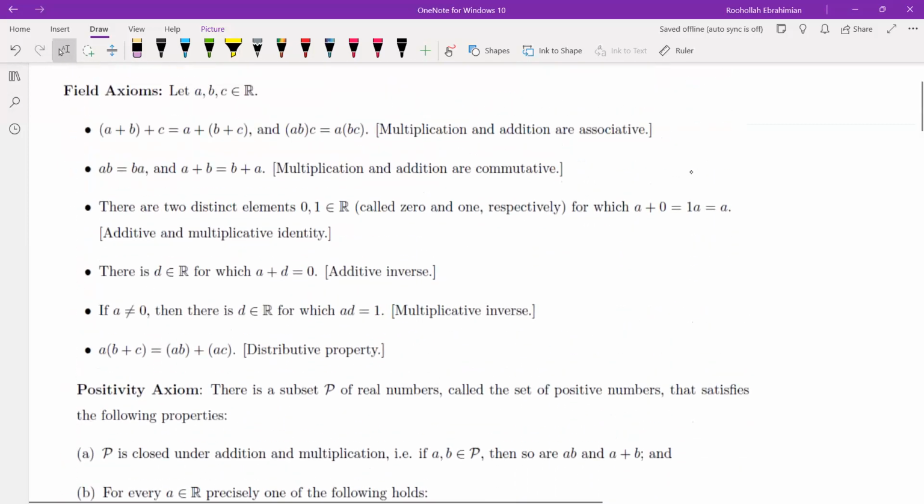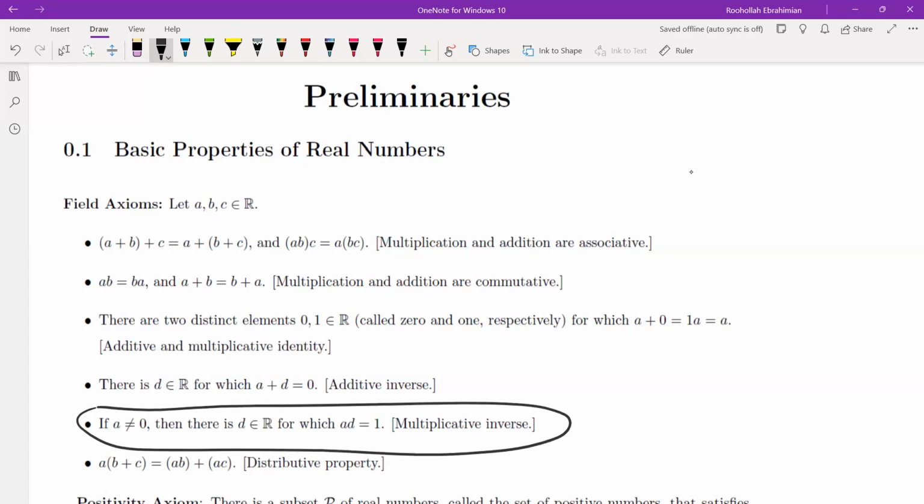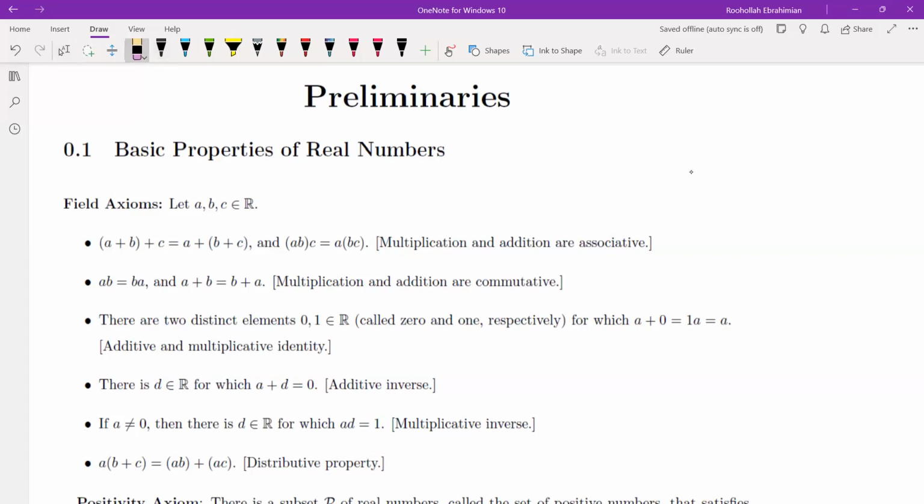There are a lot of different sets that satisfy these properties, and any set that satisfies these properties is called a field. For example, the set of real numbers satisfies these properties. However, the set of integers doesn't satisfy these properties, because, for example, we don't have the multiplicative inverse. 2 is an integer, but 1/2 is not. But the set of rationals does satisfy all of these properties.